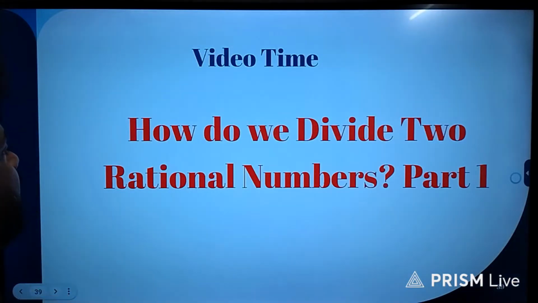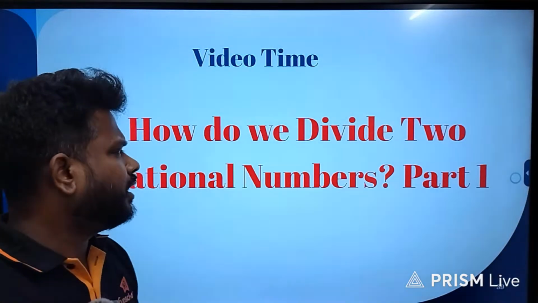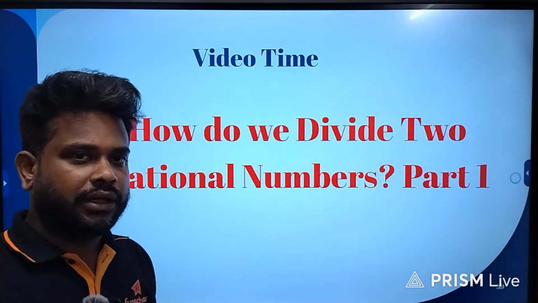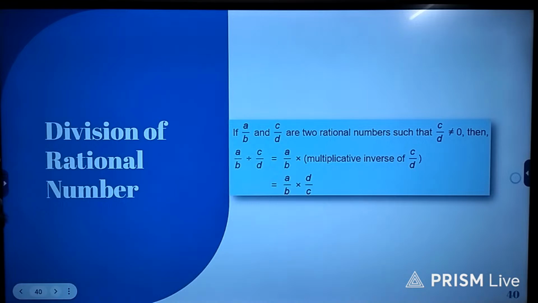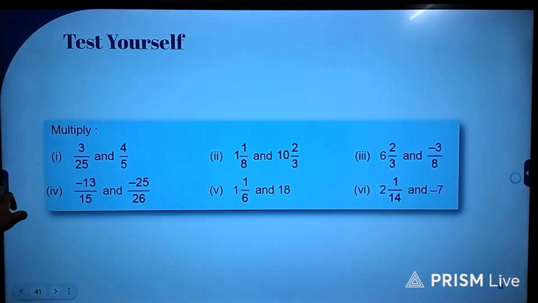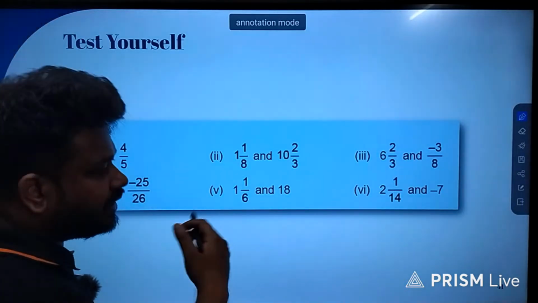The next is, how do we divide two rational numbers? I am not playing the video here. You guys can check the video in the Fun Scholar app. Okay, so let's do the division in the worked example.